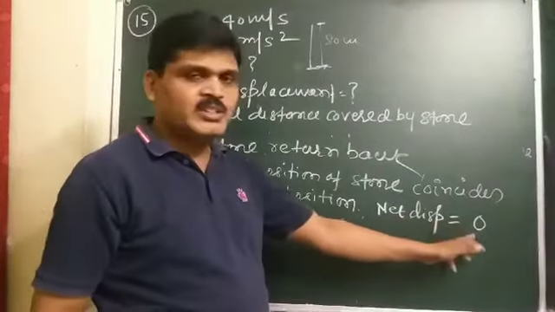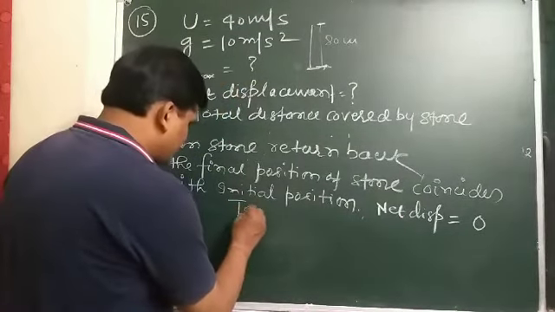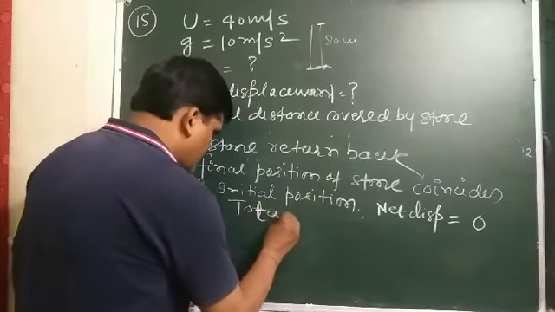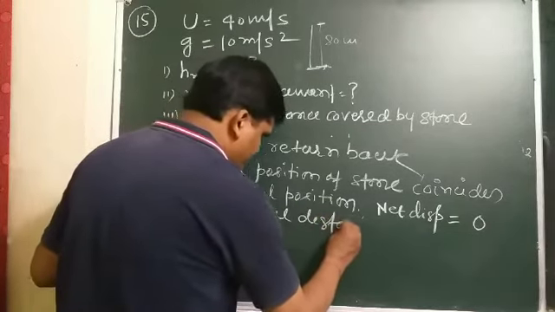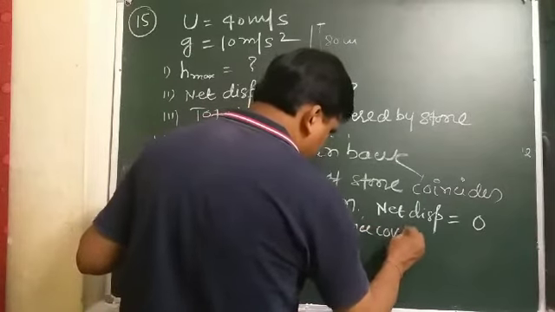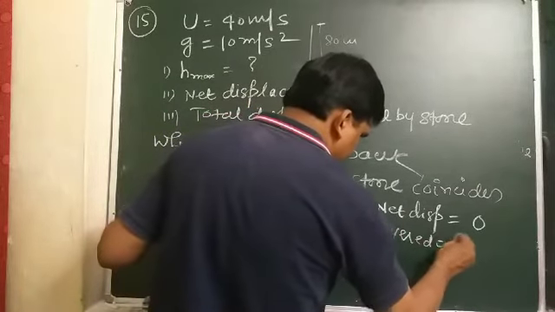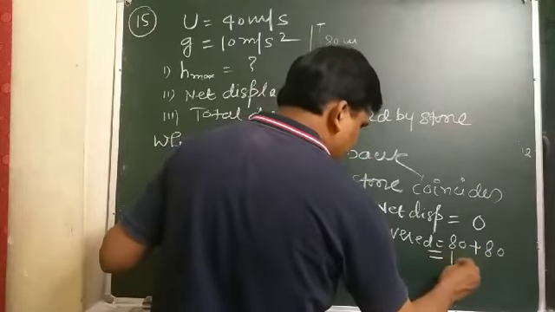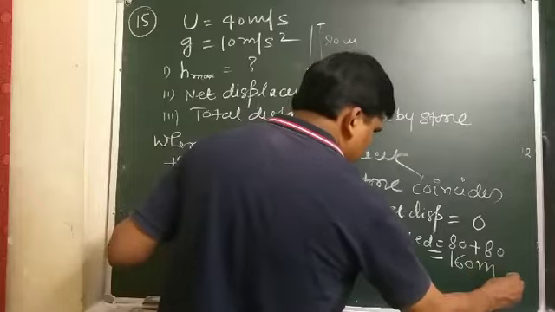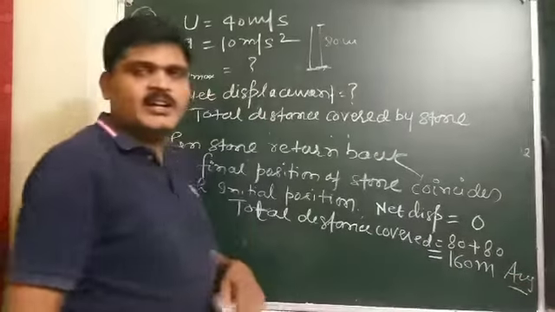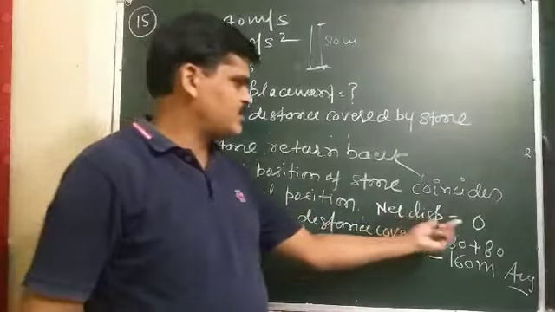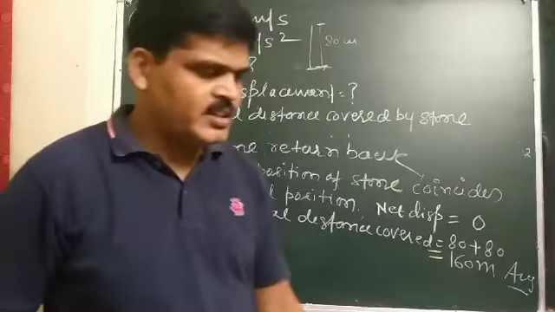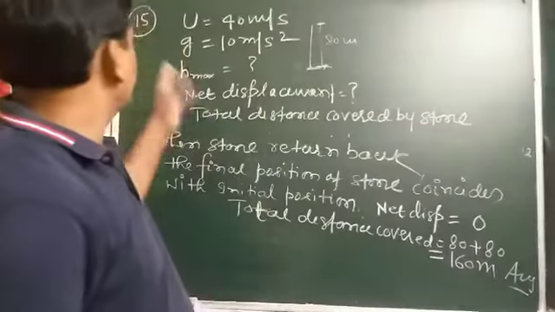So net displacement is 0, but the total distance covered by the stone is 80 plus 80, which is 160 meter. This is the answer. So the maximum height is 80 meter, the net displacement of the stone is 0, and the total distance covered by the stone is 160 meter. And this is the answer of question number 15.